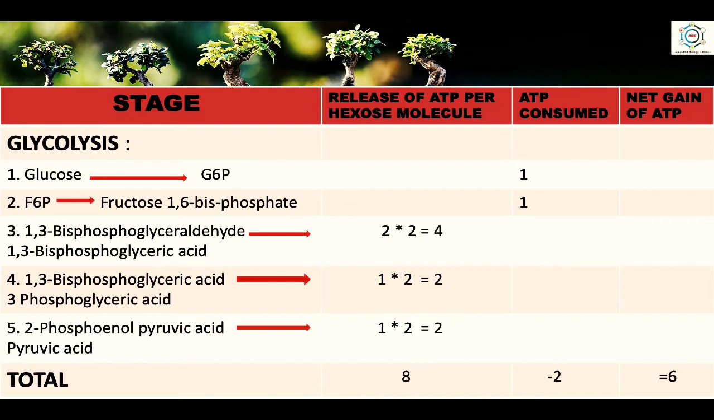After that, in the conversion of 1,3-bisphosphoglyceraldehyde to 1,3-bisphosphoglyceric acid, 4 ATP molecules are released. In conversion of 1,3-bisphosphoglyceric acid to 3-phosphoglyceric acid, 2 ATP molecules are released. And 2-phosphoenol pyruvic acid to pyruvic acid, here also 2 ATP molecules are released. So total release of ATP molecules is 8, consumption is 2 molecules, so the net gain of ATP molecules is 6 in the complete glycolysis.